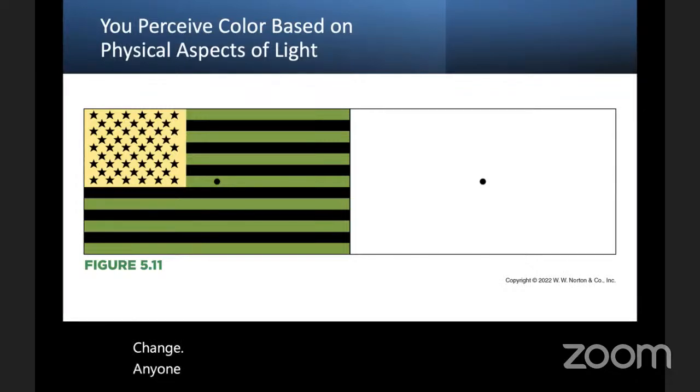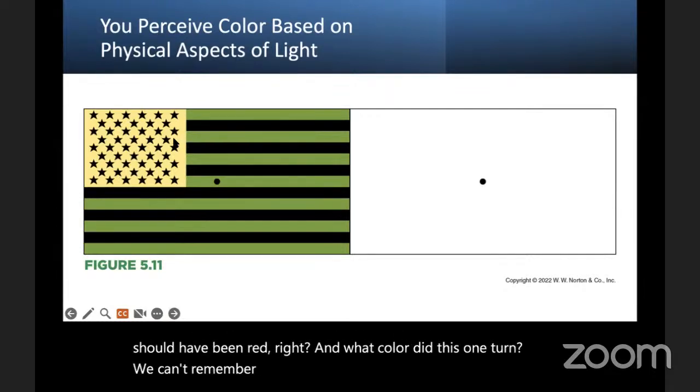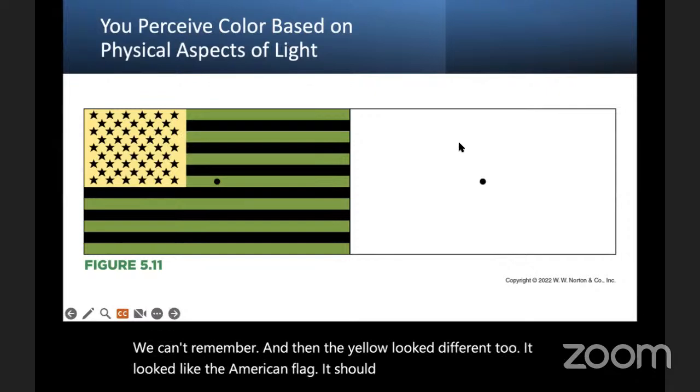Anyone see the image? Yeah, okay. So if we did it right, this green should have been red, right? And what color did this one turn? Yeah, remember. And then the yellow looked different too. It looked like the American flag. It should have. I just saw the outline. Okay, you just saw the outline.